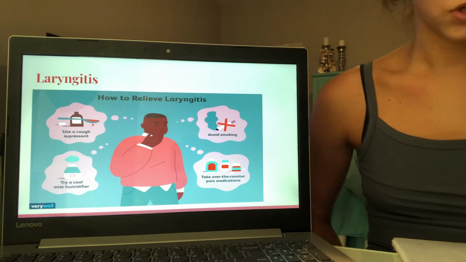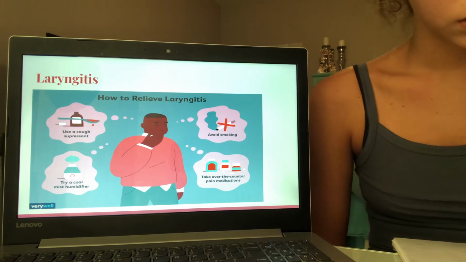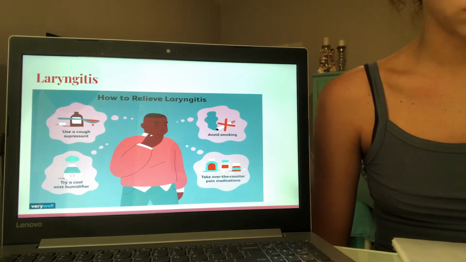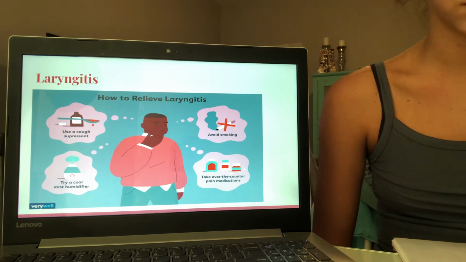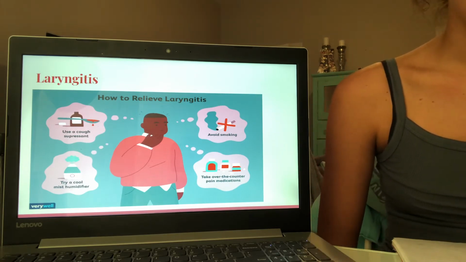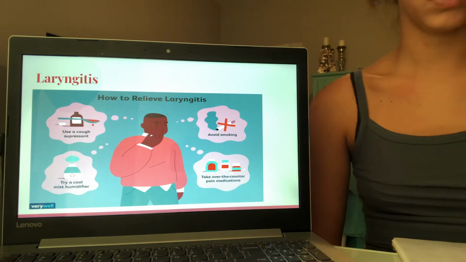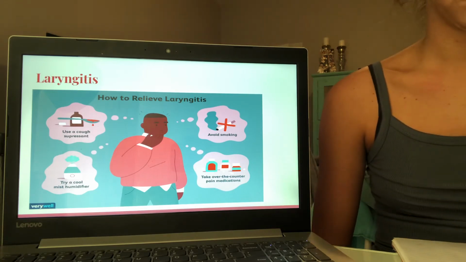And then prevention of laryngitis. Don't smoke and avoid secondhand smoke. Limit alcohol and caffeine. Drink plenty of water. Avoid eating spicy foods. Include whole grains, fruits, and vegetables in your diet, and avoid clearing your throat.